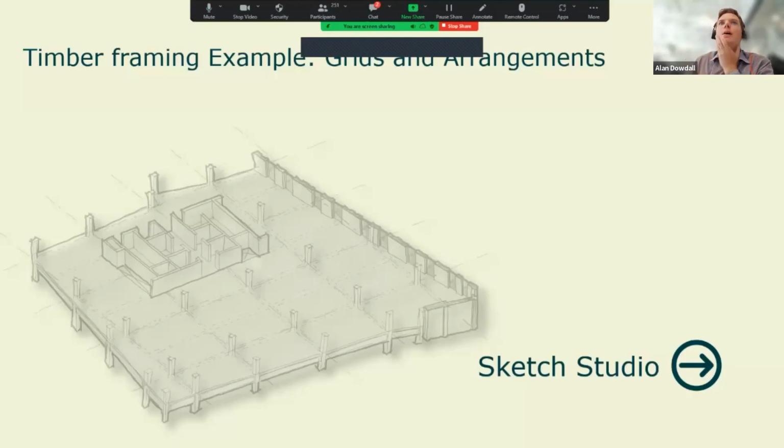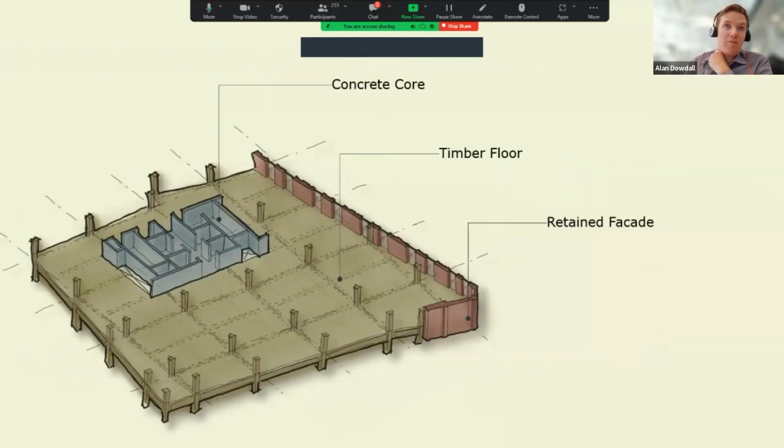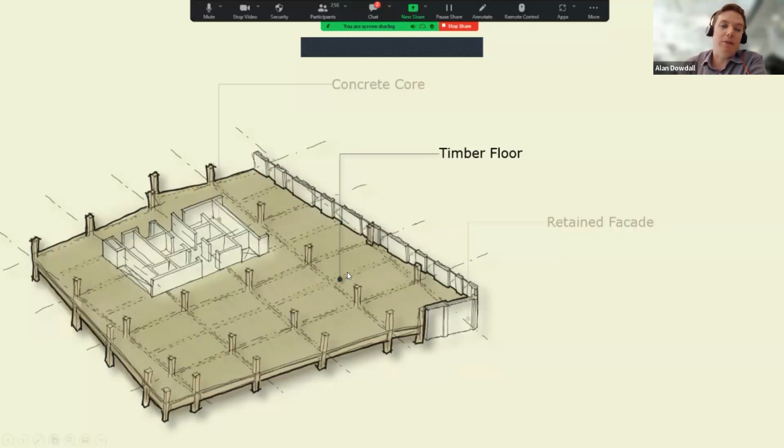Okay, so moving into an example of grids and arrangements. I'm just going to take a live project that we've got, in this case a scheme in London. We've got this retained facade, but I'm not going to do that today. Typically, for a lot of our commercial sector timber buildings, we have a concrete core, which is great for stability, and the floor plate can then be constructed from timber of some sort. That's generally open plan, so it'd be a frame of some sort, following the first framing arrangement I showed you at the start of the presentation.